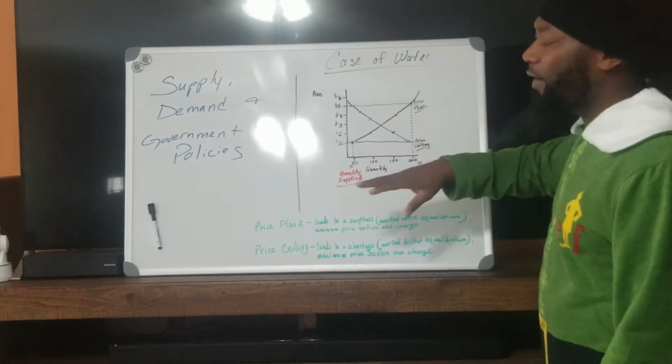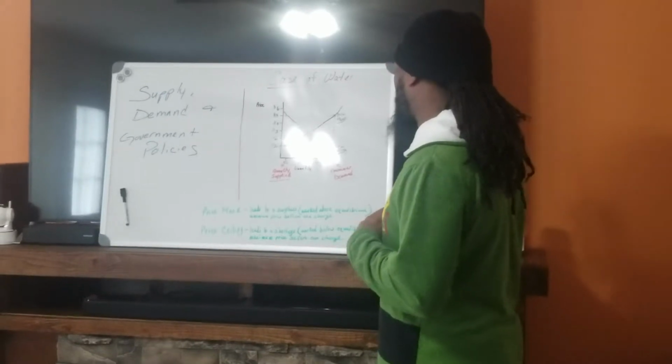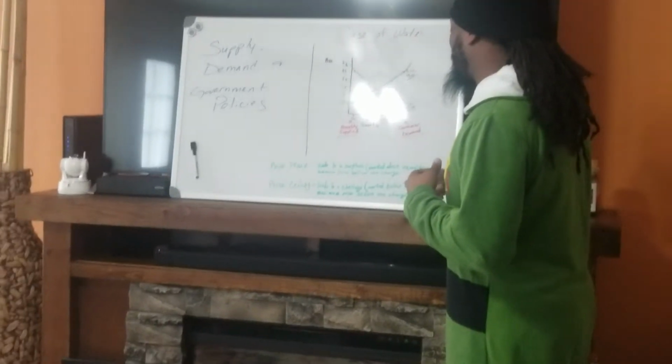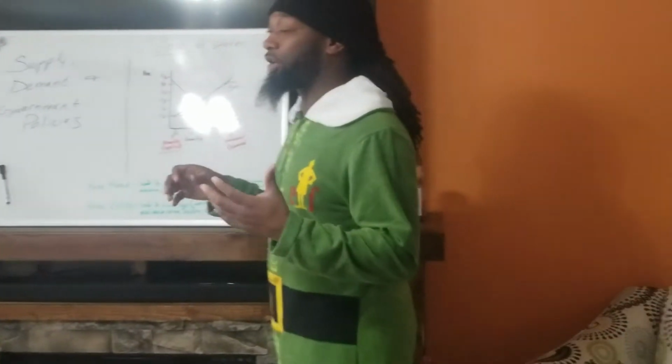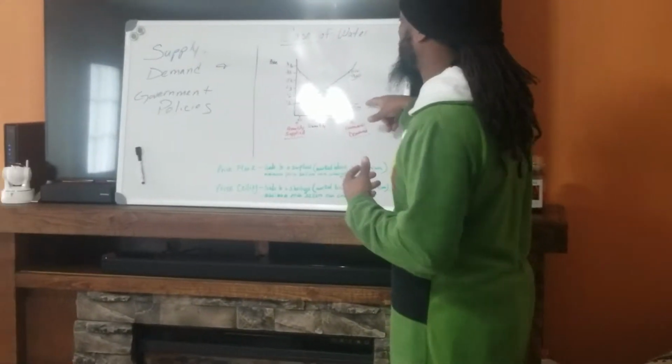It's typically marked below equilibrium. So let's just say equilibrium is where the consumer and the producer are satisfied. So in this case, it would probably be somewhere in the middle, right? So a price ceiling is marked below equilibrium, and it's the maximum price that sellers can charge. So the government will set it, and for this instance, we're going to say that the government set it at $1.